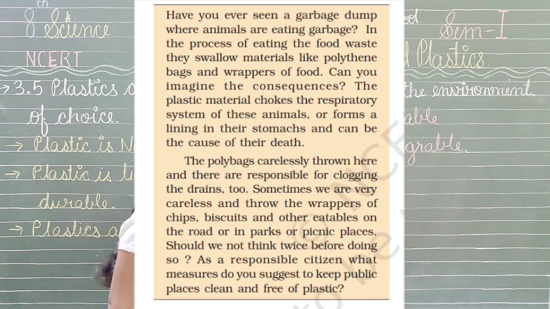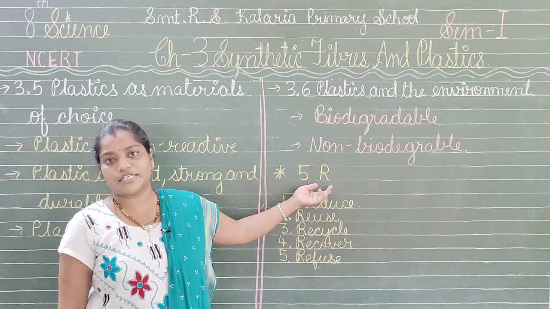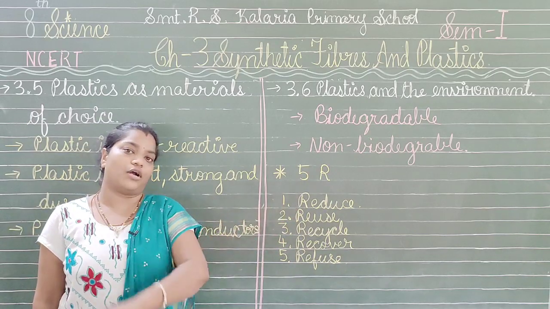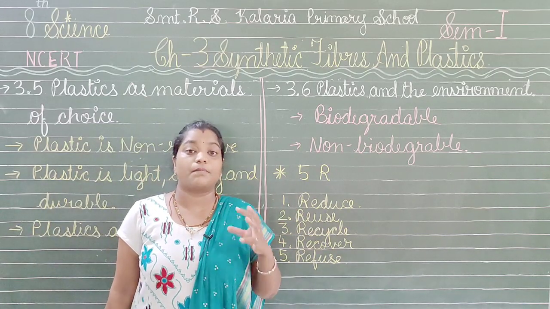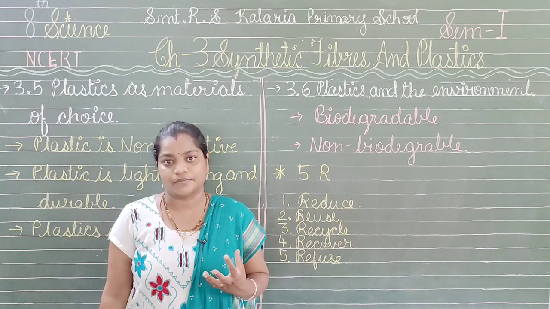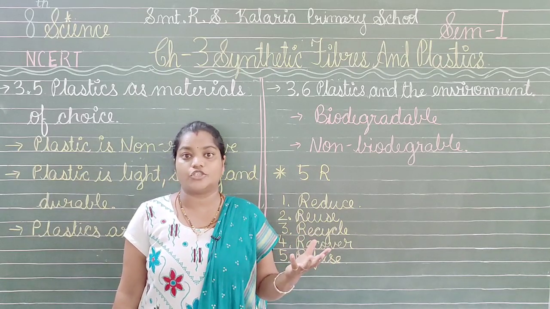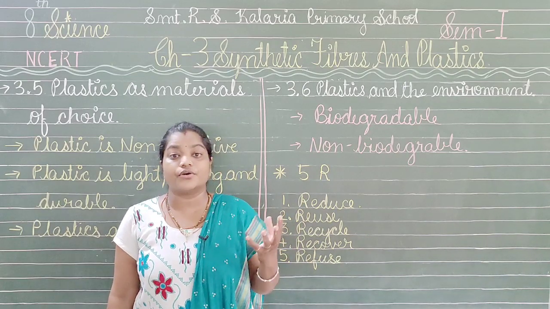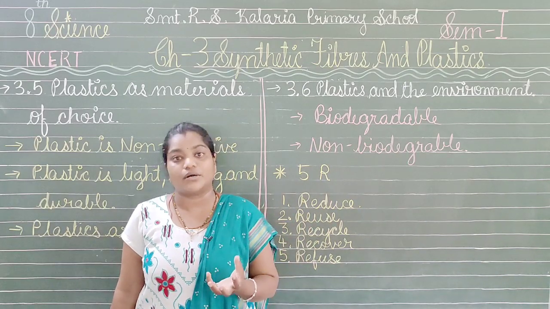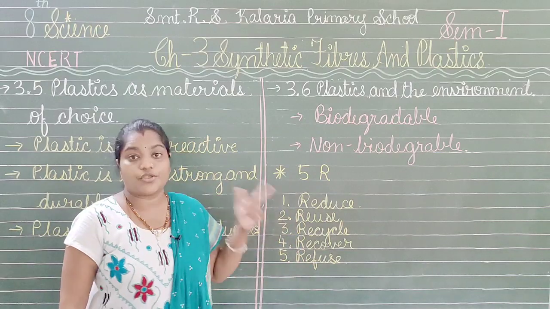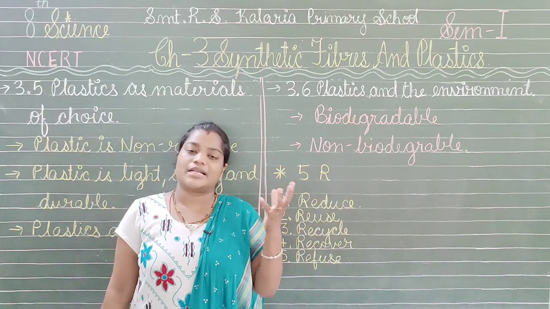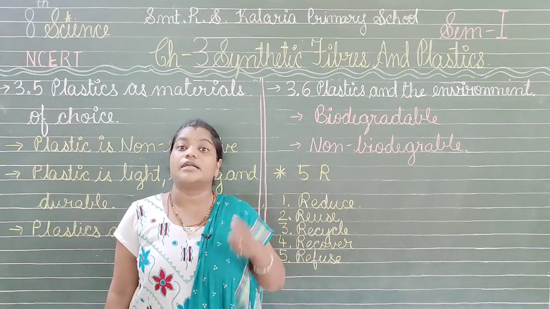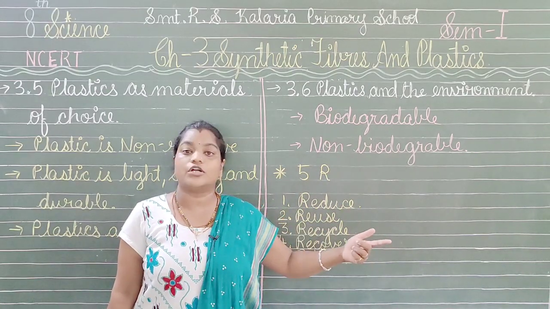Now here we have the 5R. What are these 5R? The first one is reduce. Reduce means we should reduce our plastic usage. We should always carry a jute bag or cotton bag with us, so that we reduce taking plastic from outside. The second is reuse. For example, if I have a polythene bag with me, I should reuse it again and again for different purposes. I should not throw it.